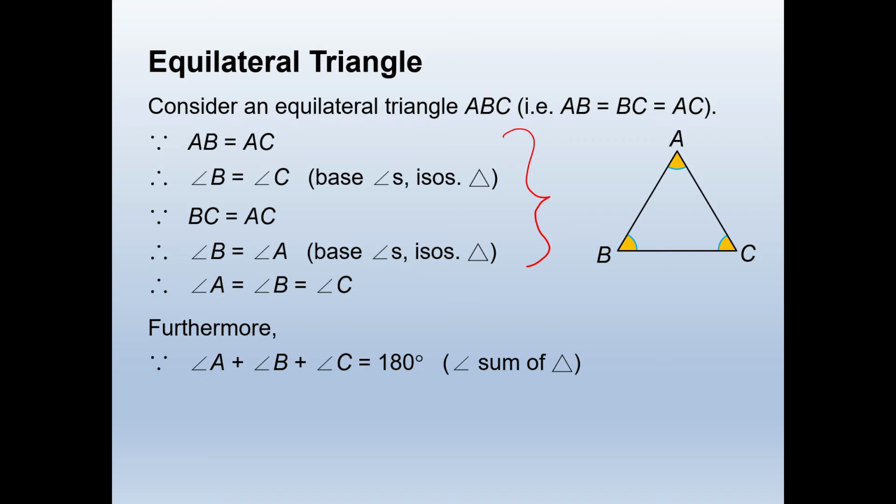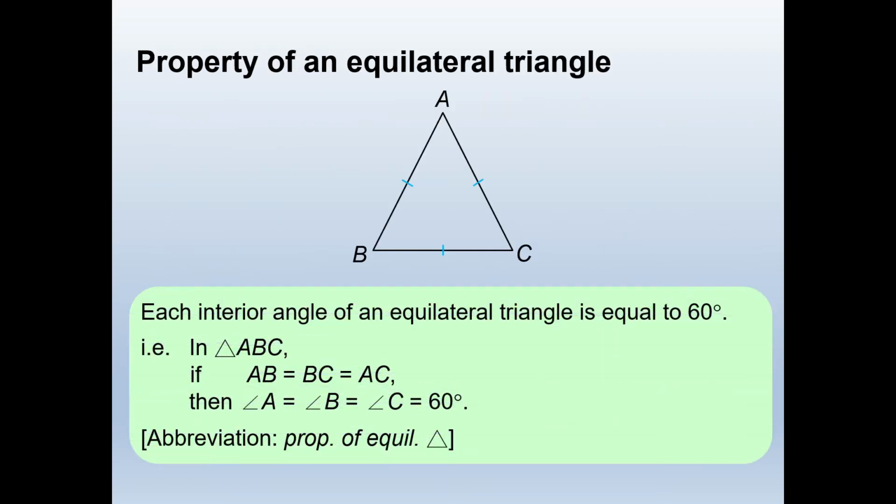And furthermore, we have the angle sum of a triangle, which is 180 degrees. Therefore, each of them should be equal, and they are 60 degrees. So this is our property of an equilateral triangle. For any equilateral triangle, each interior angle is equal to 60 degrees. And this is our reason, property of equilateral triangle.